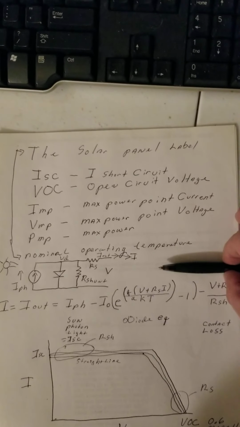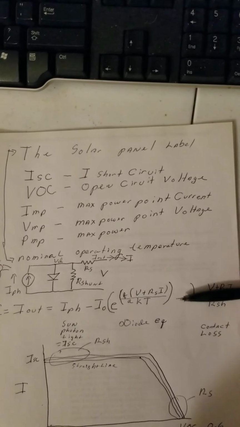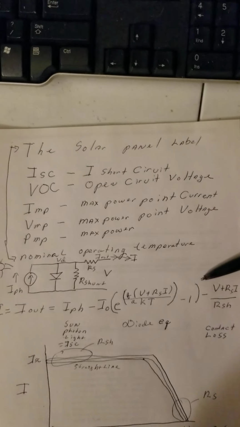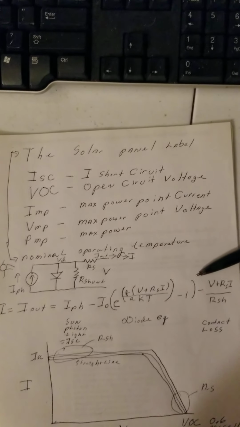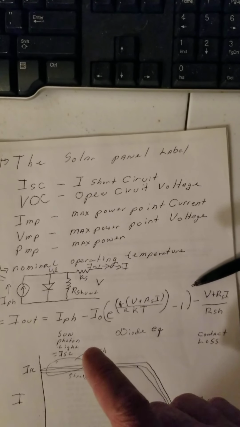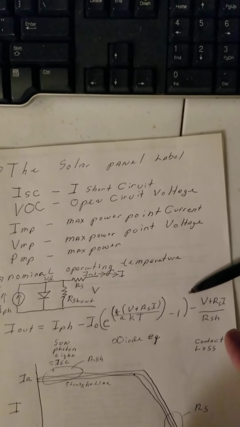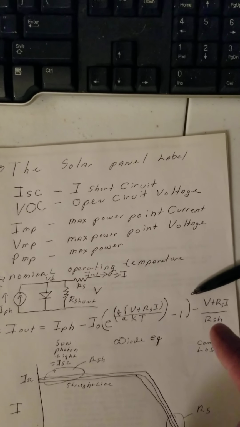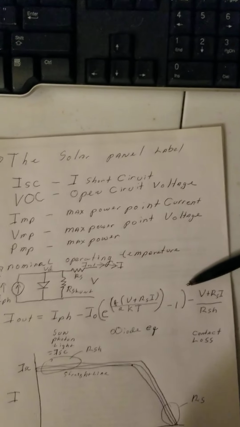Harkening back to our diode model, this is the equation for the diode part of that model. The I photon is the solar photonic energy, light, watts per meter squared number. And this is the losses in the series resistance up here.